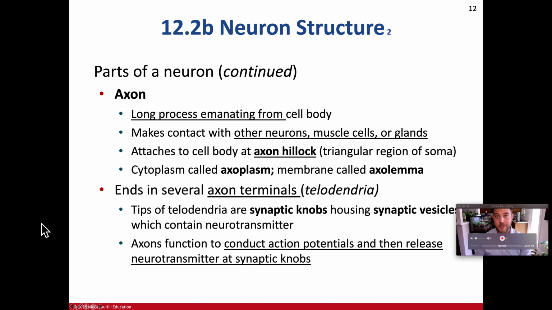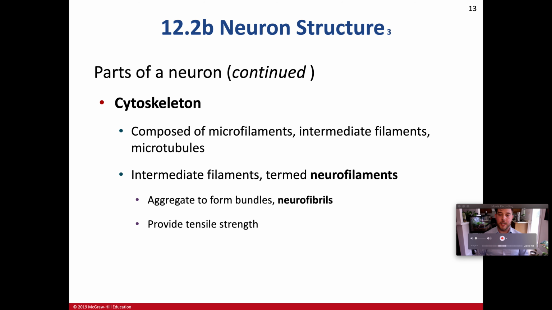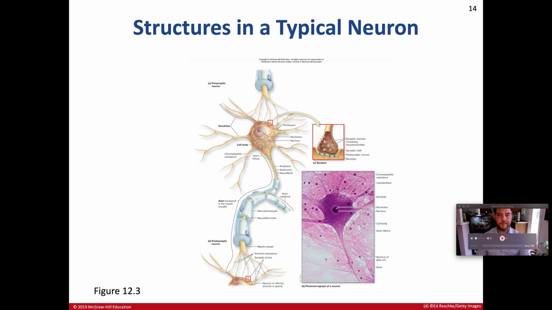There's also a cytoskeleton structure to neurons. They have to have some kind of structural features. So you have microfilaments, intermediate filaments, and microtubules, as well as neurofibrils. These neurofilaments get bundled into neurofibrils to provide tensile strength. These will come up in just a minute when we talk about transport through neurons.